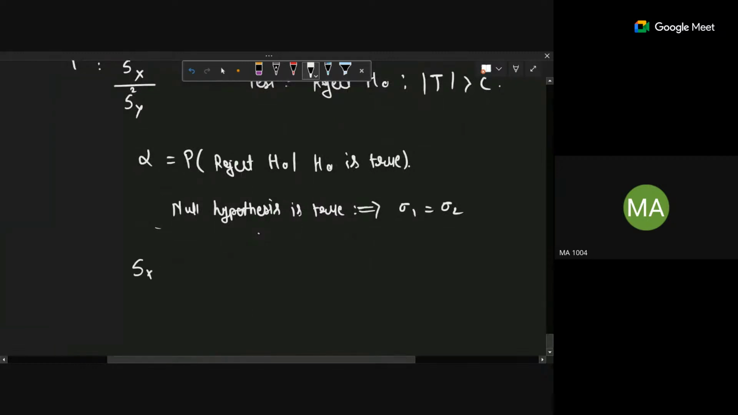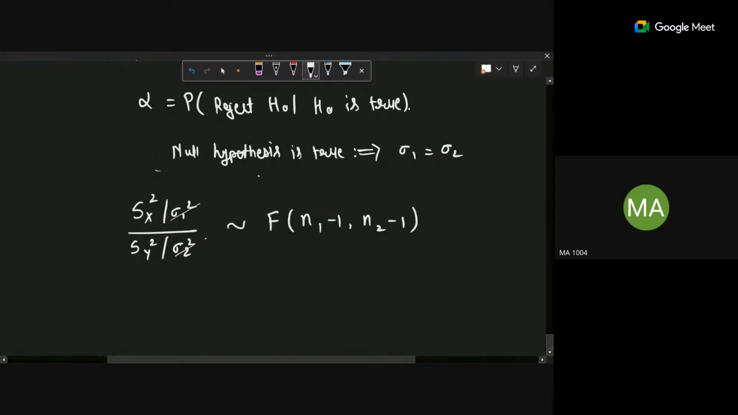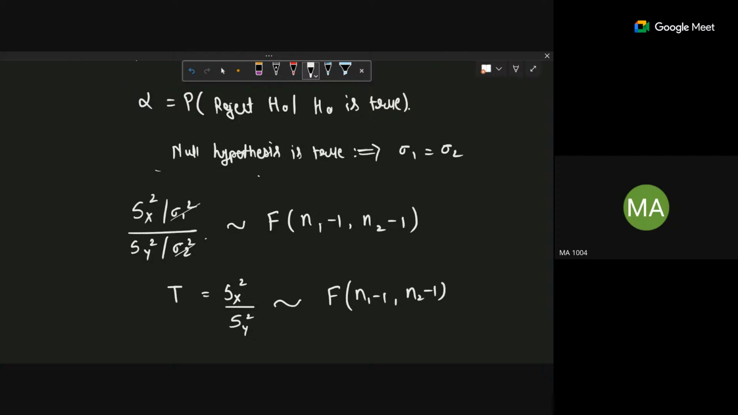Then this ratio, Sx square by sigma 1 square upon Sy square by sigma 2 square, will follow an F distribution with degrees of freedom n1-1 for the Xi's and n2-1 for the Yi's. If they are equal, this can be cancelled out, right? So our test statistic T, which was equal to Sx square by Sy square, will follow an F distribution. Are you getting me? If they are equal, they get cancelled, and this is ultimately an F distribution. But in our steps, we started with Sx square upon Sy square.